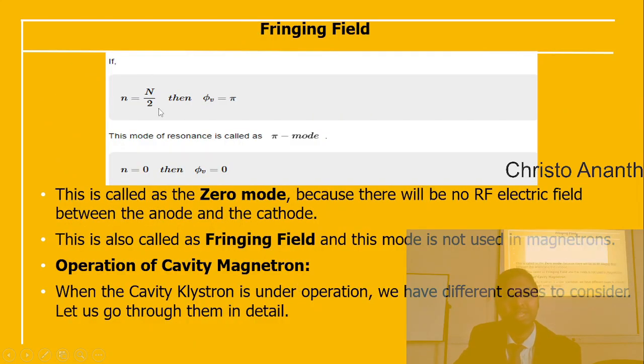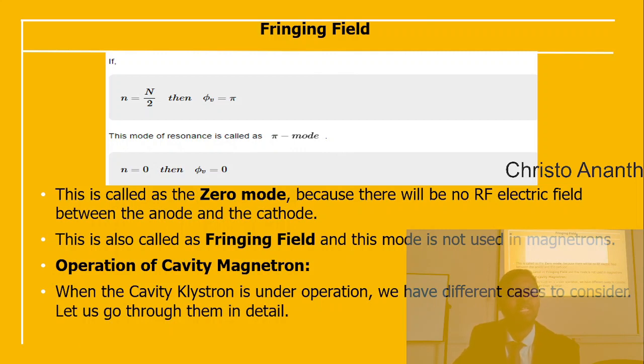If n is equal to N/2, your phase change would be equal to π. So the mode of resonance is called the π mode. If n is equal to 0, then the phase change would also be 0. So this one you can call the 0 mode, which means that there will be no RF electric field between the anode and the cathode. This is the fringing field, and this mode will not be used in magnetrons.